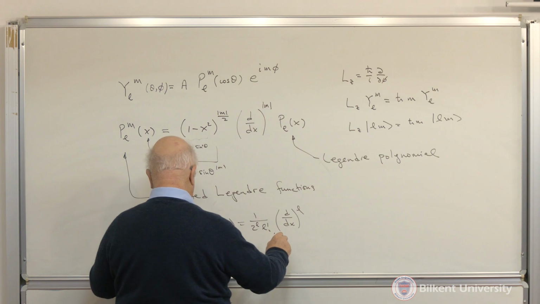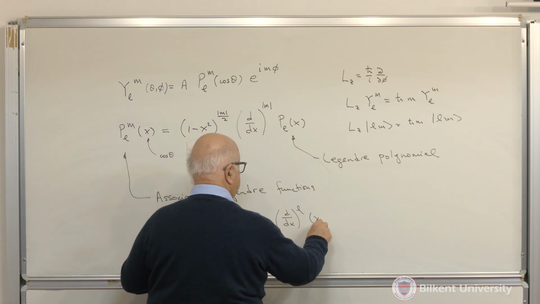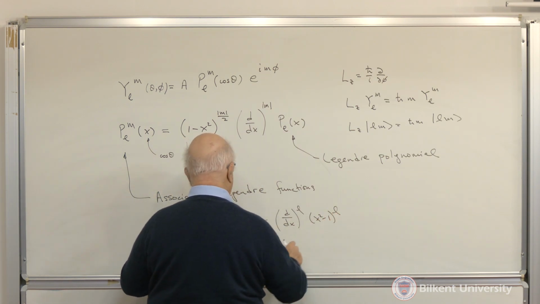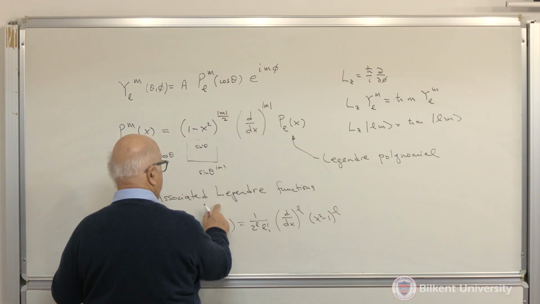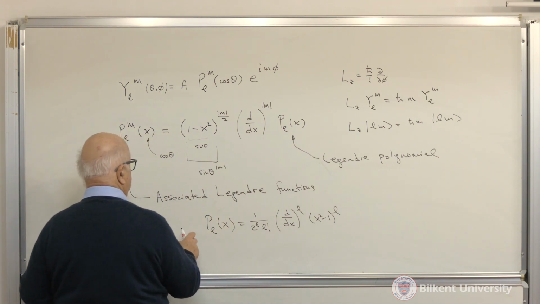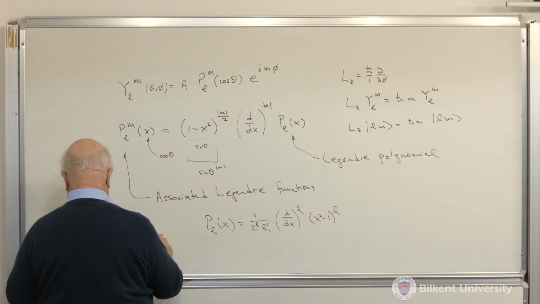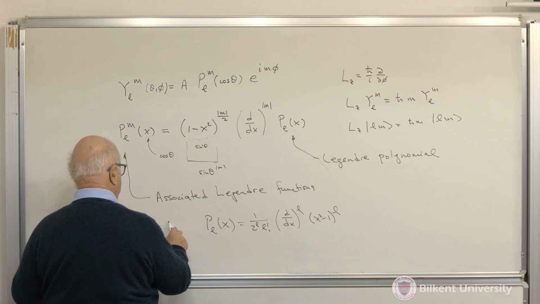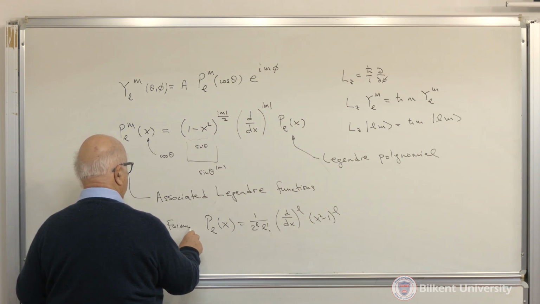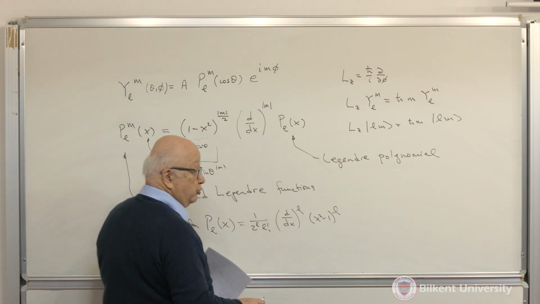d/dx to the power L, x squared minus 1 to the power L. Okay? So this is the Rodrigues formula. Okay, so this is the solution.